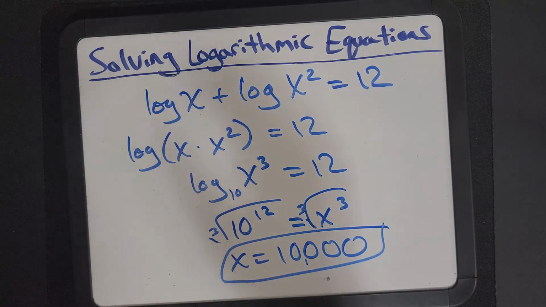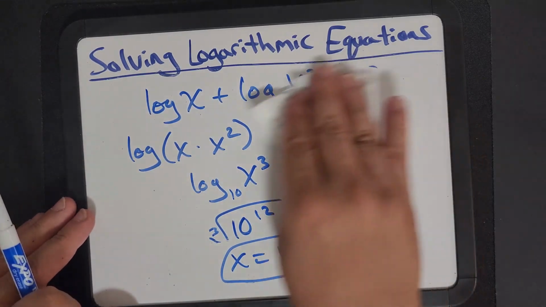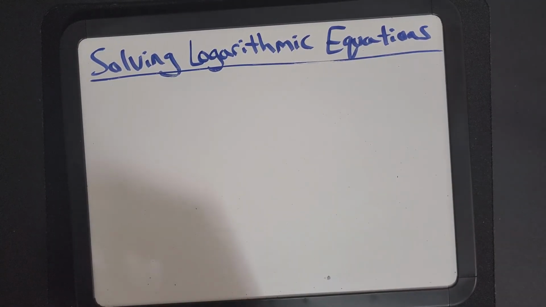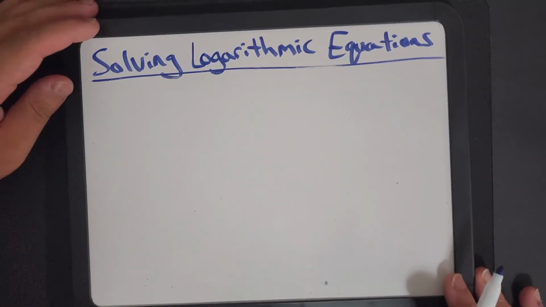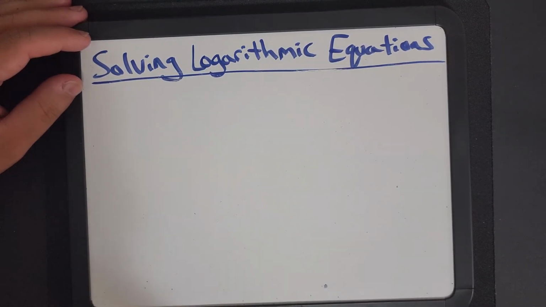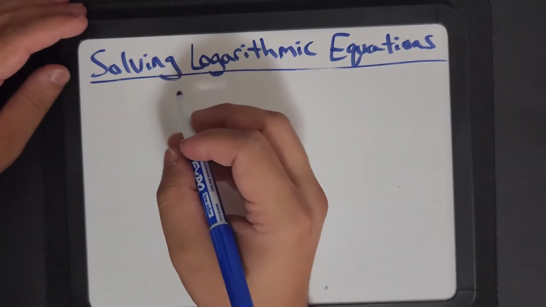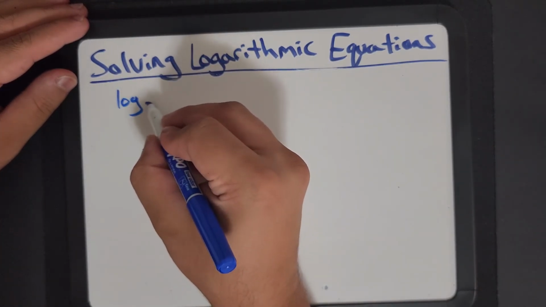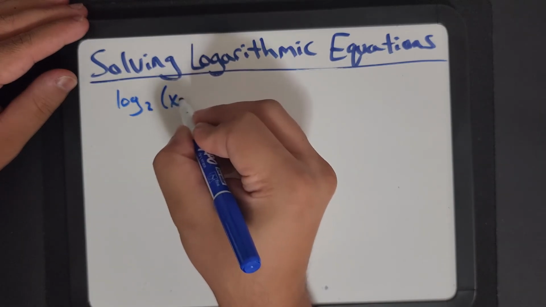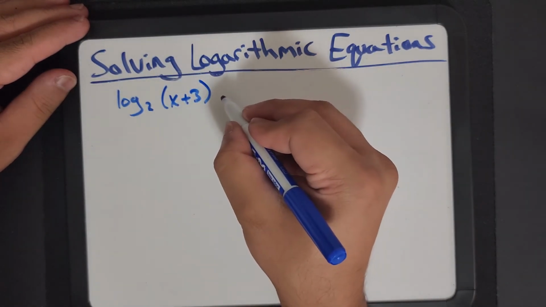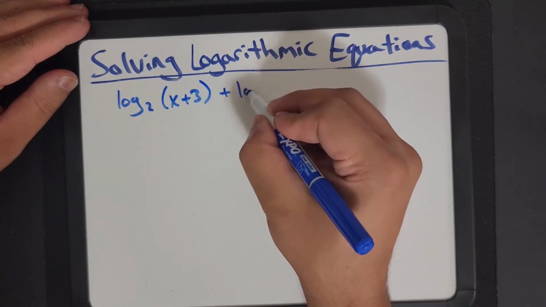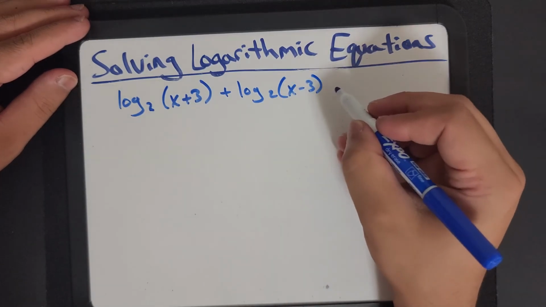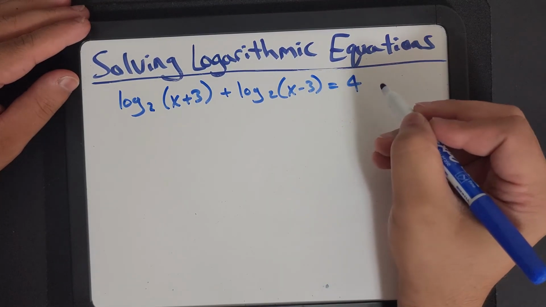Okay. Let's try doing another one. One last one before we wrap this series up. Say we have log base 2 of 2x plus 3 plus log base 2 of 2x minus 3 equals 4.